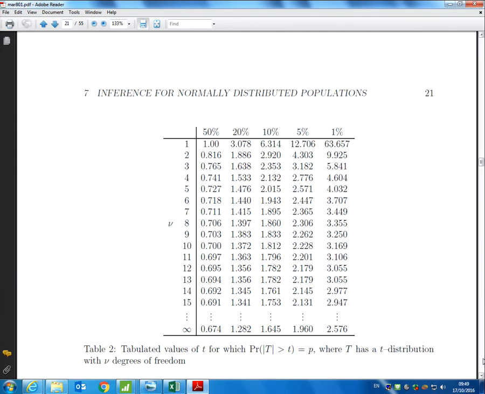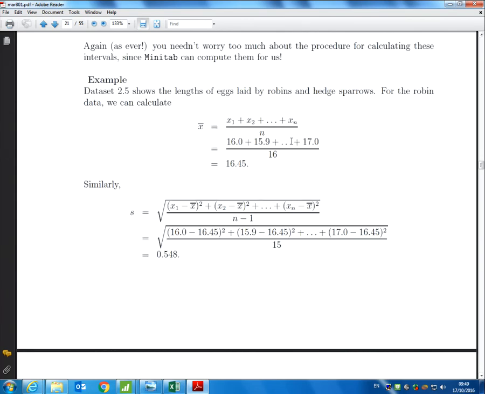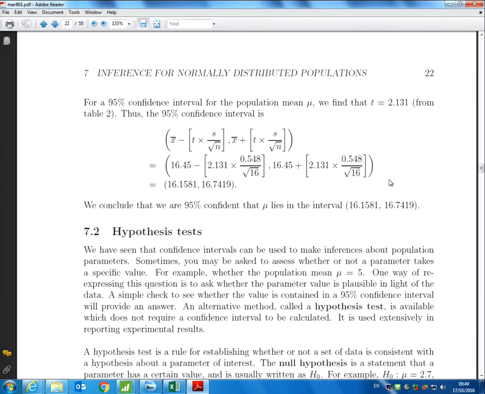Okay, so in your notes you've got the example of the cuckoo's eggs that were laid in the robin's nest. A confidence interval for it, but it's just the procedure that we've already described. Okay? You work out the mean, you work out the standard deviation, you work to a certain level of confidence, and then you get an answer. Okay? But you wouldn't do any of this by hand, you would just use Minitab.